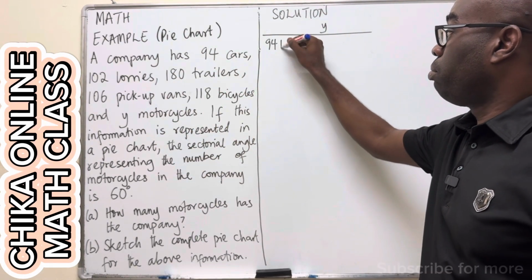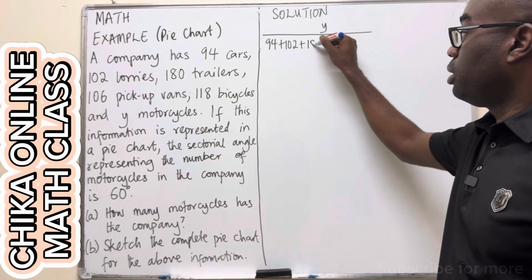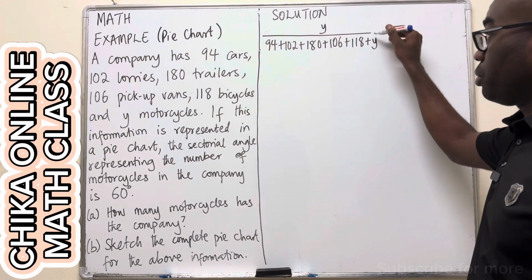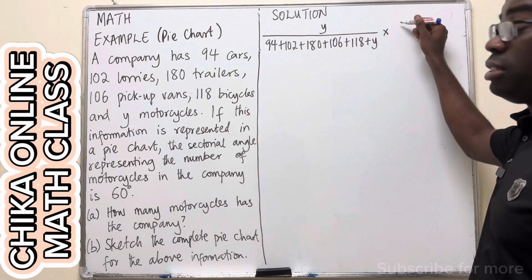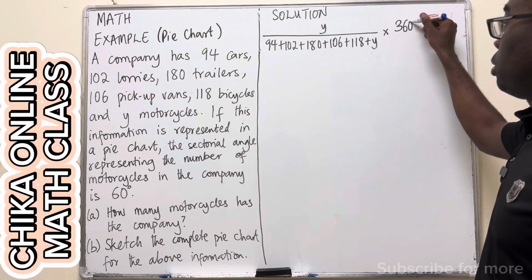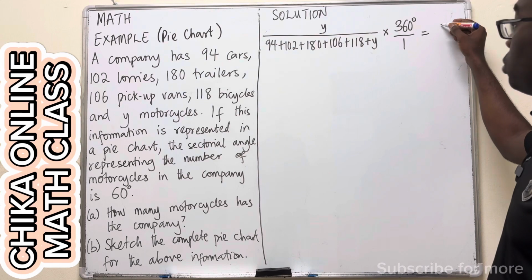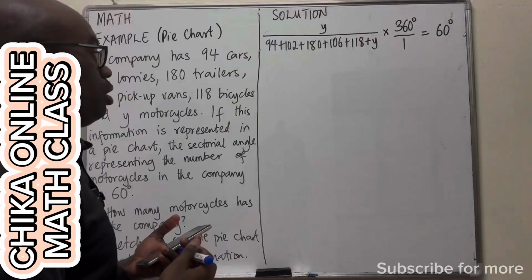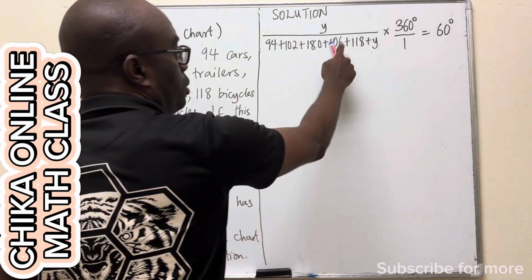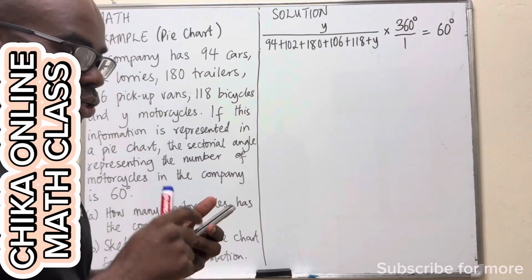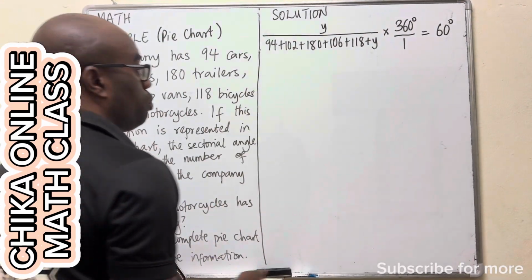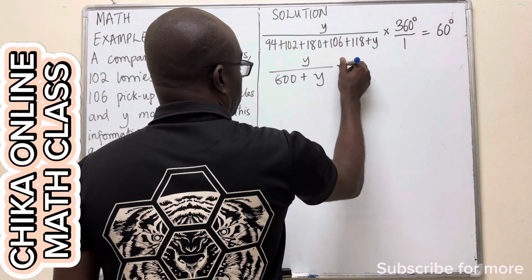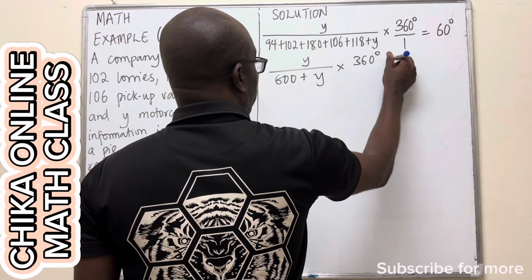That's 94 plus 102 plus 180 plus 106 plus 118 plus y, times 360 degrees over 1, equal to 60 degrees. Now we'll simplify. If you add 94 plus 102 plus 180 plus 106 plus 118 on your calculator, you get 600. So you have y over 600 plus y, times 360 degrees, equal to 60 degrees.